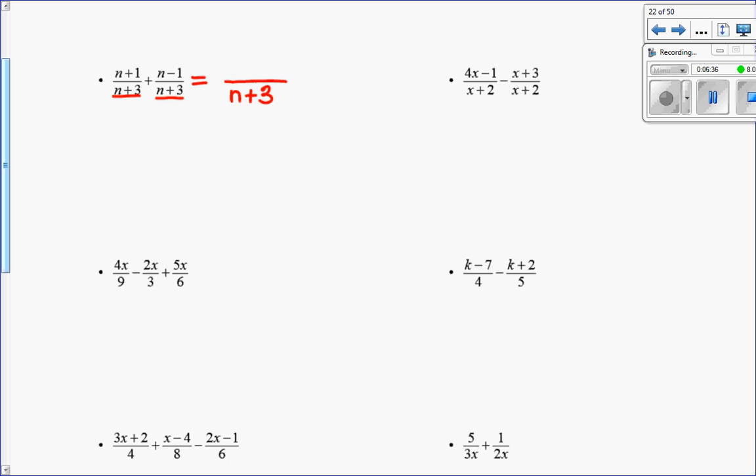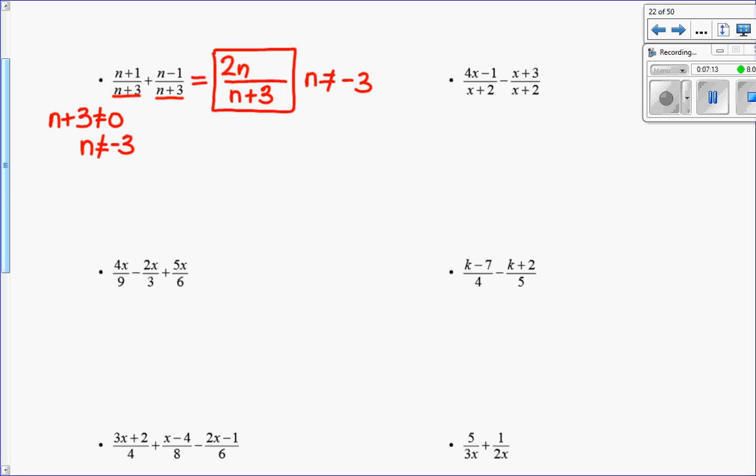So I've got n plus n, that's 2n. And I've got positive 1 plus negative 1, that's nothing, so I actually don't even have to write that. My answer is 2n over n plus 3. My non-permissible value is that n cannot equal negative 3. If I set n plus 3 not equal to 0 and solve for n, I get that n can't be negative 3. That's how I got that, in either denominator.